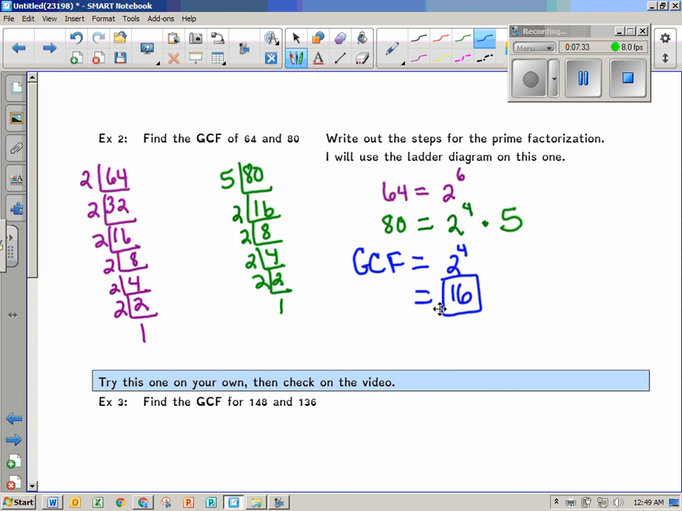And this is exactly how I would expect you to show your work. Factor trees or ladder diagrams, write your numbers, list the prime factorization, write GCF equals, and write down what it is you're multiplying together to get it. In this case, 2 to the 4th. Hopefully some of you are already learning some of the powers of 2. All right, so stop the video, work the next one, numbers are a little bit bigger, and then come back to check yourself.